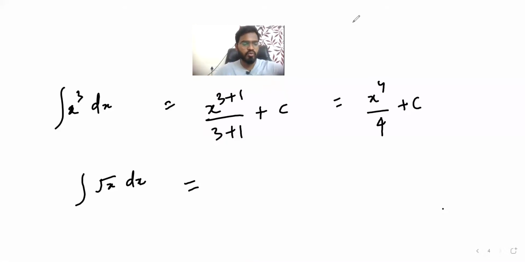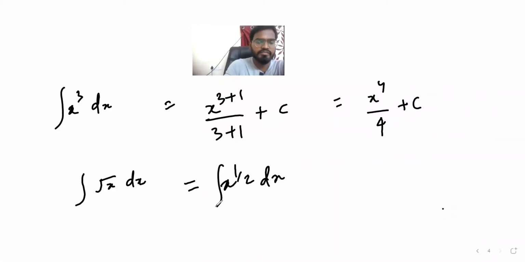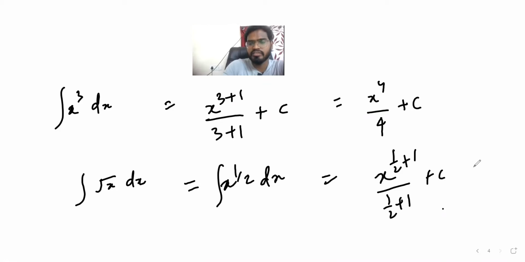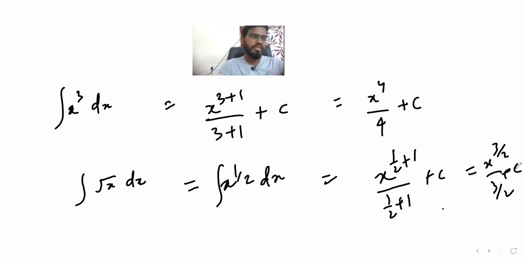Yes. So root x, what we can write here is x to the power 1 by 2, right? It's easy, anybody can say yes, it is 1 by 2. So 1 by 2 dx, integration of this. So x to the power n, n is 1 by 2 here. So x to the power 1 by 2 plus 1, divided by 1 by 2 plus 1, plus c. That is going to be 3 by 2. So x to the power 3 by 2 by 3 by 2 plus c is going to be the answer. So in this way we can do.